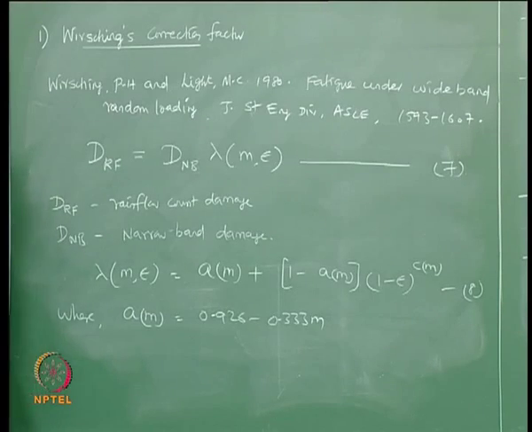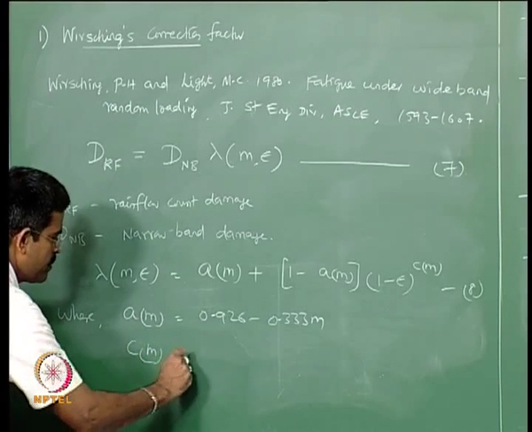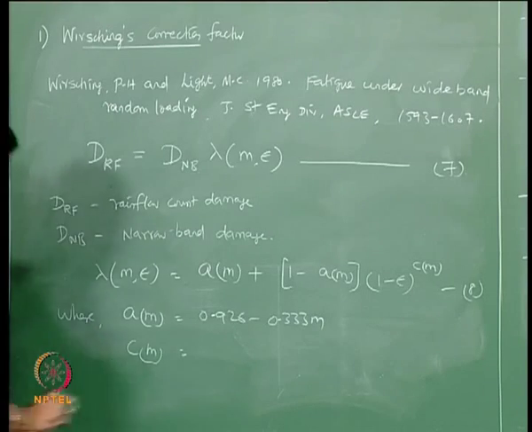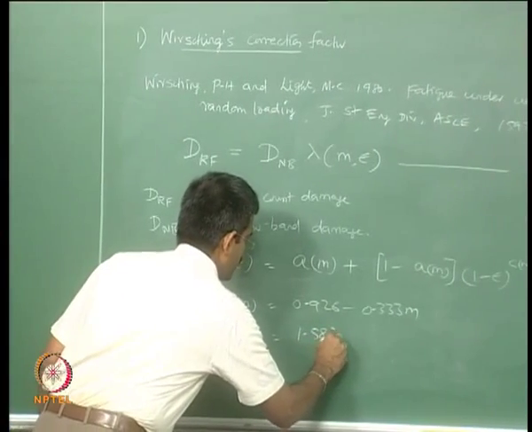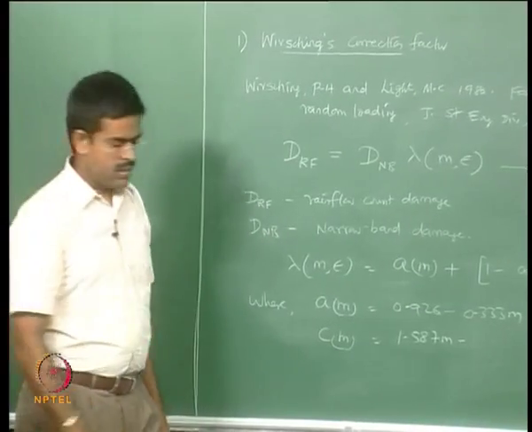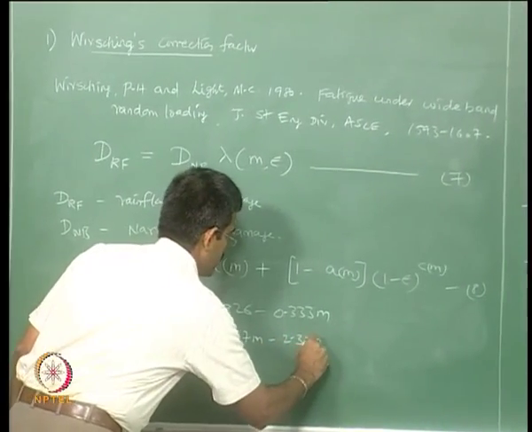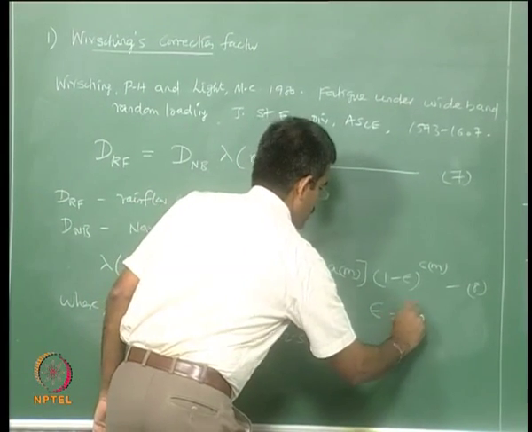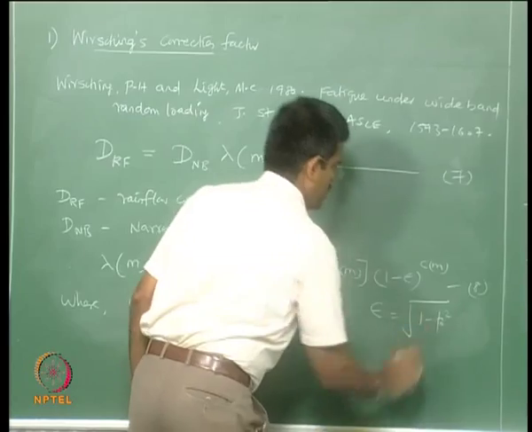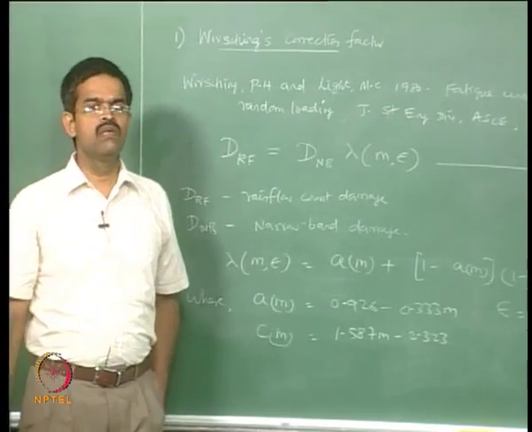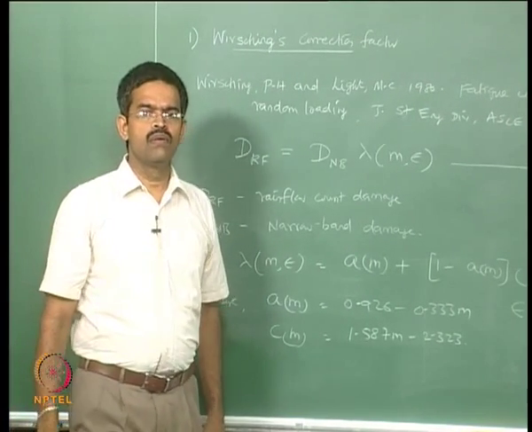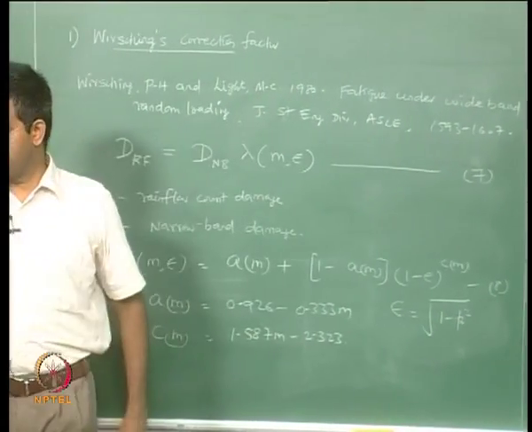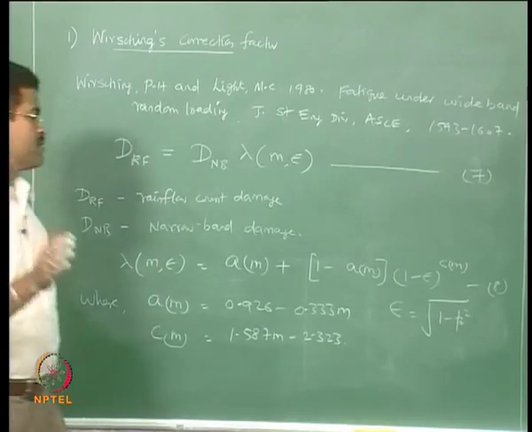A of m, C of m, where m is the slope of the S-N curve, okay, that we already know, 1.587 m minus 2.323, and epsilon is root of 1 minus beta square, and what is beta? Turn back, we just now discussed beta.